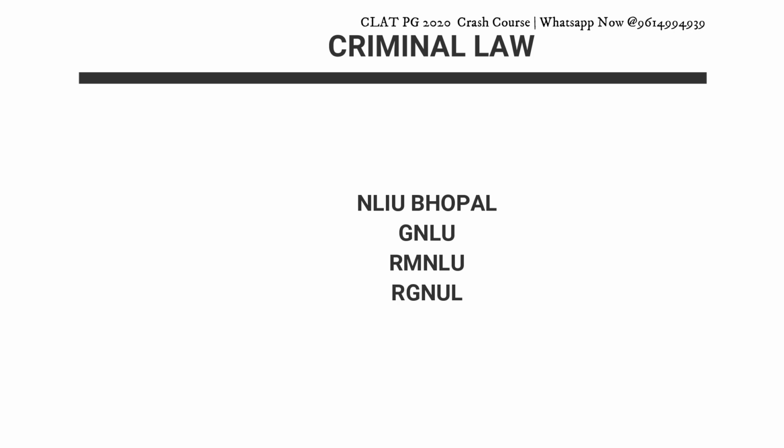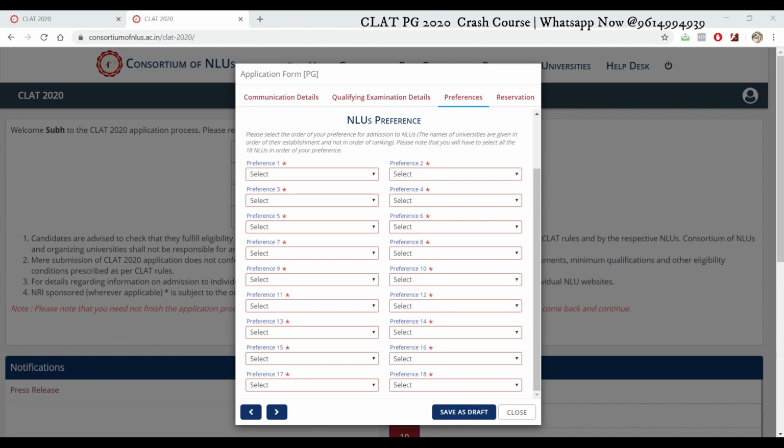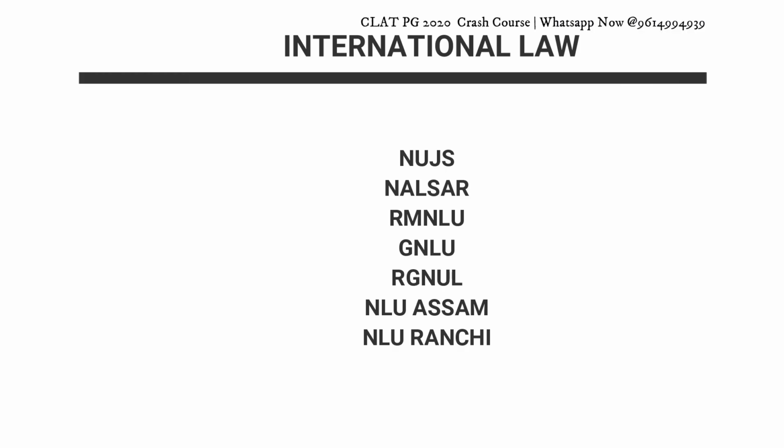Now, the next specialization is international law. Let's talk about that. There are very good options available for international law specialized students. So let's check it out. This is the list. The first one is NUJS. NUJS is, I can say, the best in international law in India. You can definitely try it for international law. Okay. Now the second option you have is NALSA.